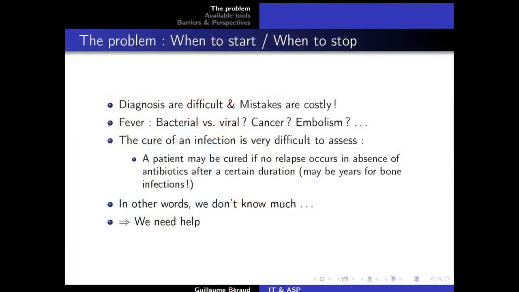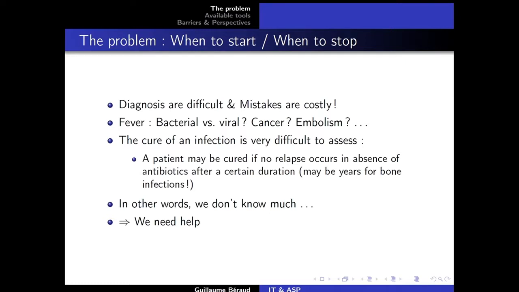So information technology. What is the problem? Let's start with infectious diseases. Infectious diseases are difficult. The diagnoses are difficult, and of course, sometimes when you make mistakes, it's very costly from a human point of view, from every point of view. Let's just think about what fever is. Fever could have multiple causes. It could be because of a bacterial infection, so in theory it would require antibiotics, but it could be of viral origin, mild. It could be cancer, it could be embolism, and in the end, it's just fever.